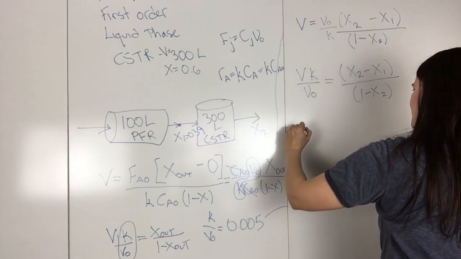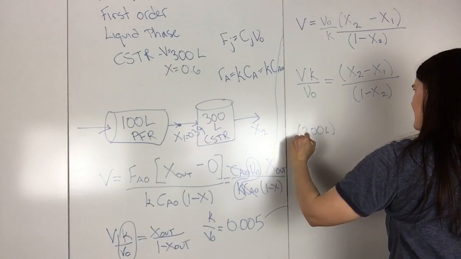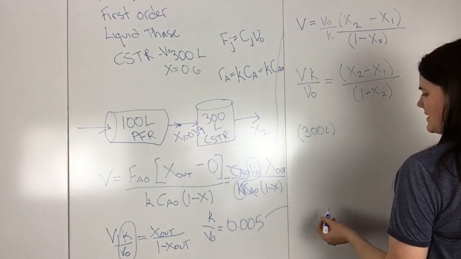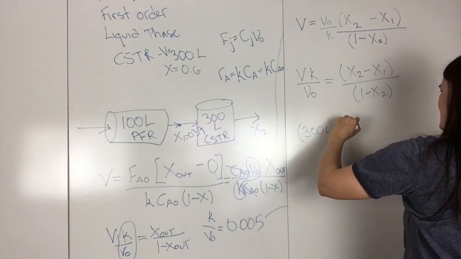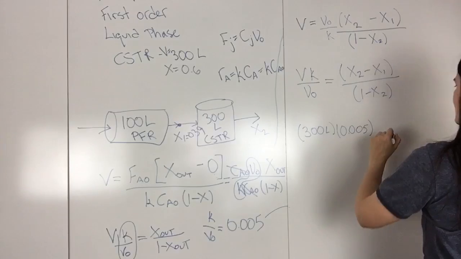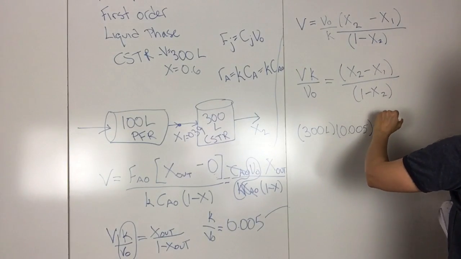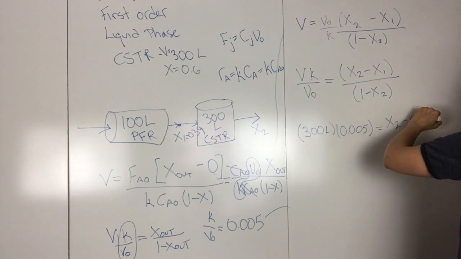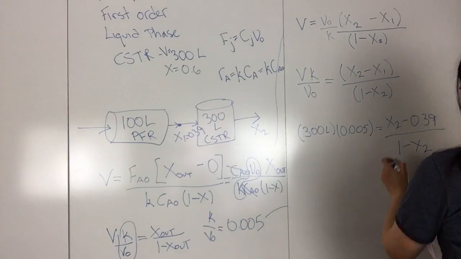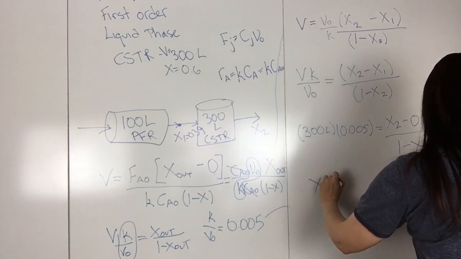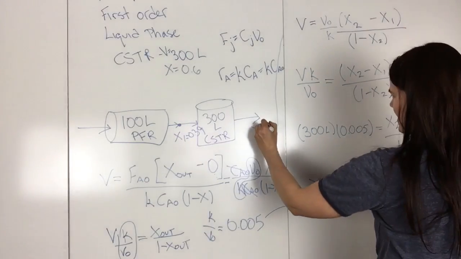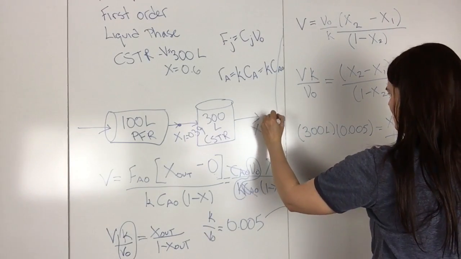So then I can plug everything in. I know that the volume is 300. I know that k over v naught is 0.005. And I know x1, so x2 minus 0.39 divided by 1 minus x2. And then if you solve this equation for x2, you get that x2 is 0.76. So the total conversion for this is 0.76.